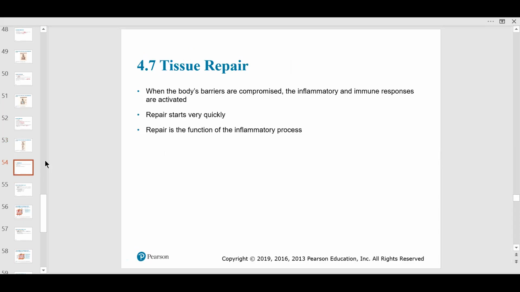Tissue repair. So let's finish this up and take a break. Okay, so now the tissue has been injured. So now we need an inflammatory response, which in this case is completely appropriate. And the immune response is part of that inflammatory response. And let's get this repair done very quickly.